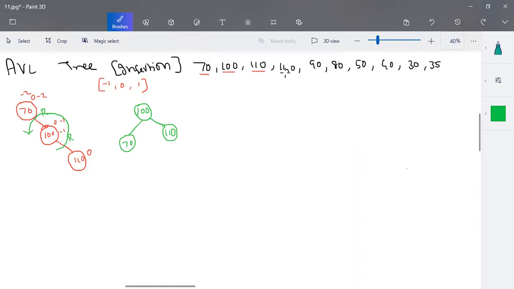I'll just remove the balance factors for now. The next node to be inserted is 140. How will we insert 140? First, we have to compare 140 with the value of the root node. 140 is greater, so you have to traverse to the right side.